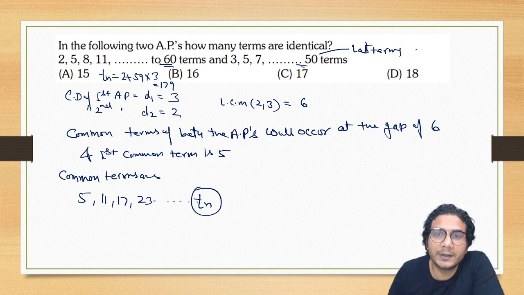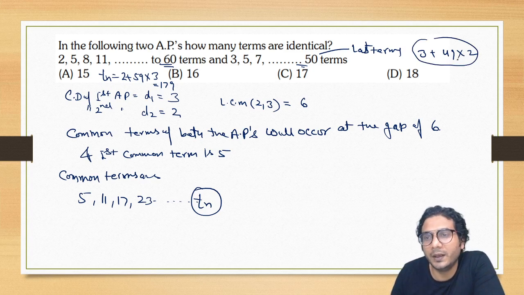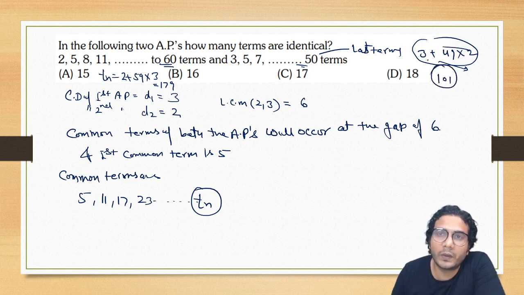And the last term of this is going to be 3 plus 49 into D. D is 2. Obviously this is going to be smaller because the common difference is low and the number of terms is also 50. So this is going to be the smaller number. What is this? 50 into 2, that is 100, plus 1, so 101. So 101 is the upper limit of this second series. So a common term cannot exceed it.